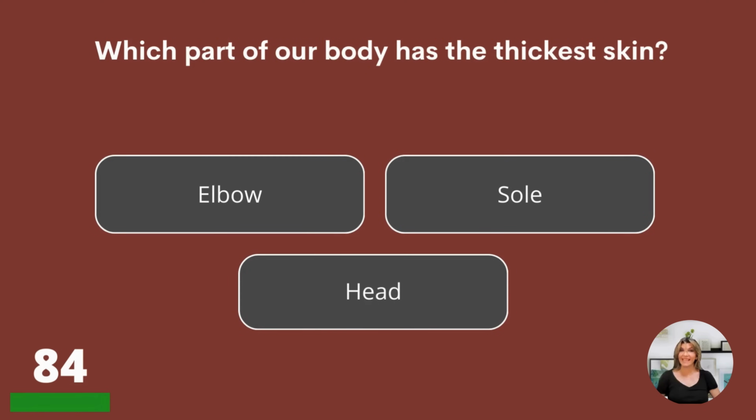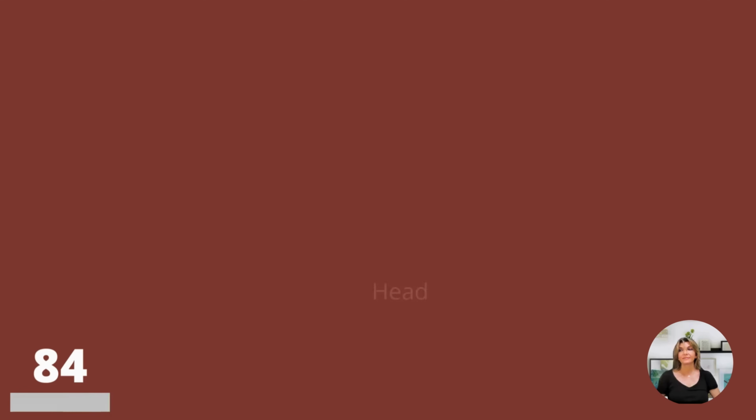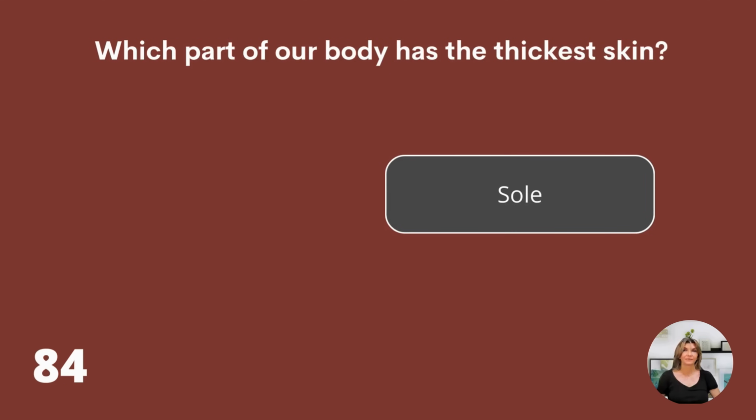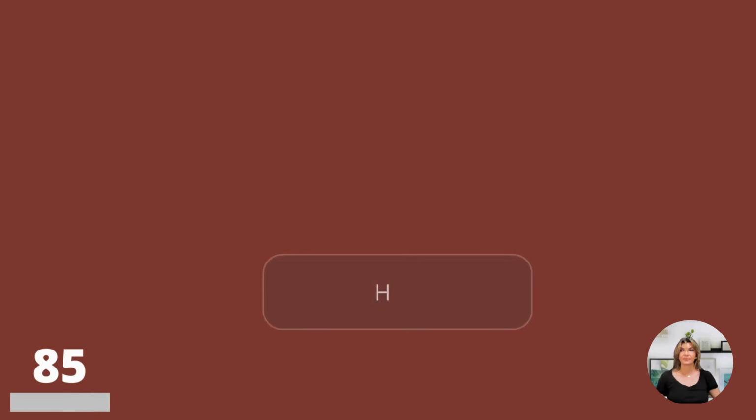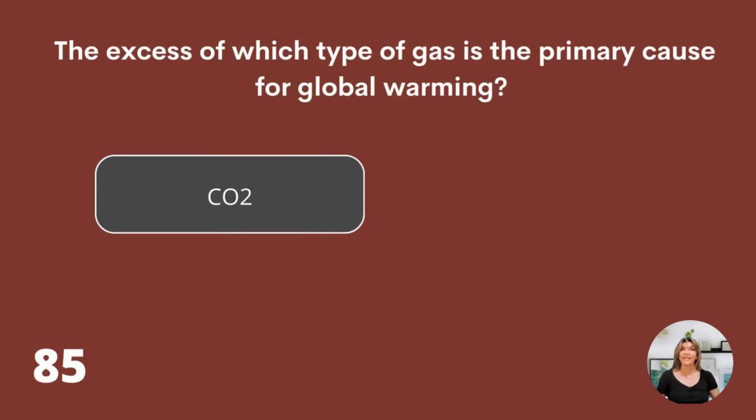Which part of our body has the thickest skin? The elbows, the soles, or our head? The soles of our feet. The excess of which type of gas is the primary cause of global warming? CO2, He, or H? CO2.